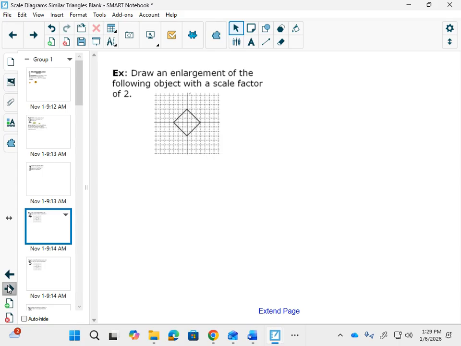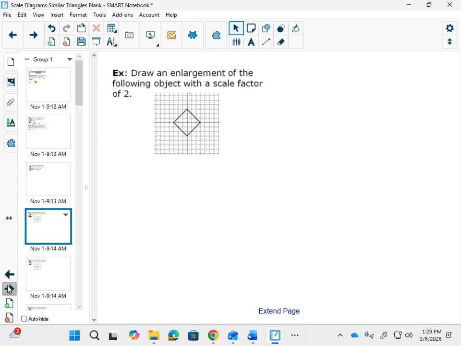So how do we do this mathematically? Right? I have a square there, or a diamond, and I want to make it bigger by a factor of 2. So what I want to do is I want to double all the sides. And what we're going to do is learn some mathematics that will help us figure out how to do that.